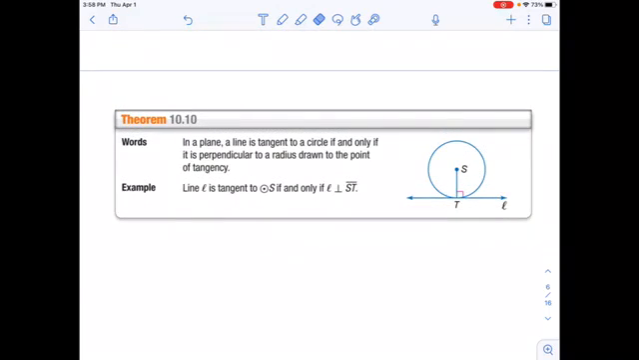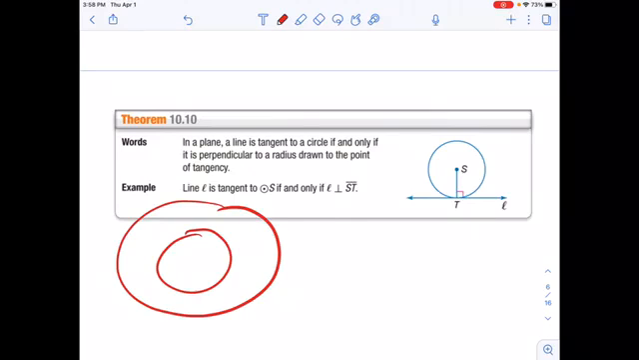So we have theorem 10-10. In a plane, a line is tangent to a circle if and only if it is perpendicular to a radius drawn to the point of tangency. So this is why we could not have this being a tangent ray.